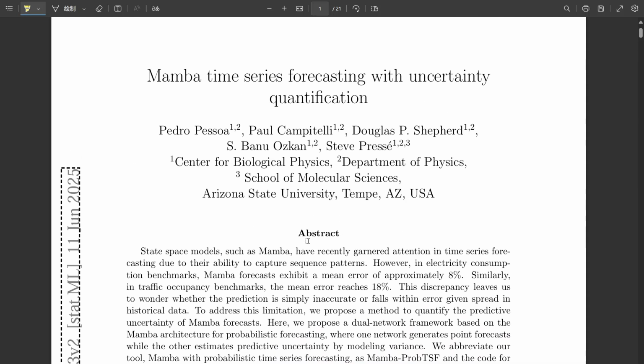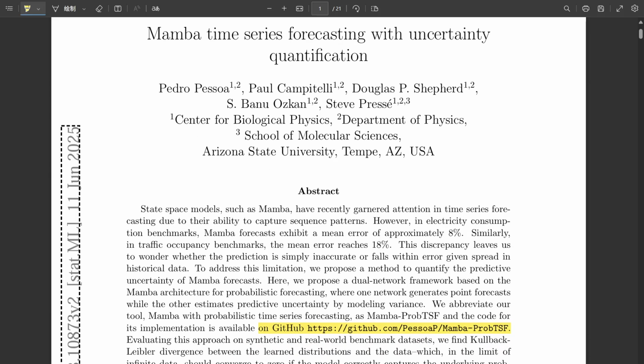A point forecast. The standard, yeah. A single value for each future time step. Like my weather app saying 22 degrees Celsius. Exactly. But you always wonder, how sure are they? What's the actual range? Exactly that. That's the whole issue of predictive uncertainty. How much can we really trust that single number?